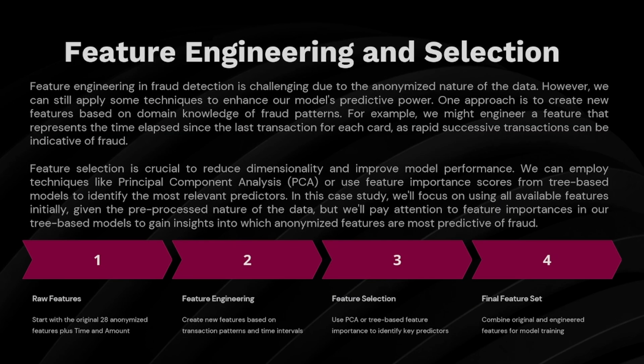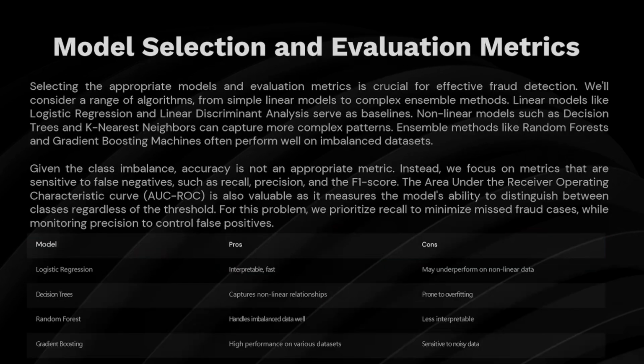Due to the anonymized dataset, feature engineering requires some creativity. By leveraging the common knowledge of fraud, we enhance the model's predictive power. We can employ techniques like PCA or use feature importance scores from tree-based models to identify the most prevalent features. In this case study, we will first focus on all the available features given initially. Then we will use the tree-based models to identify the most prominent features to train the model.